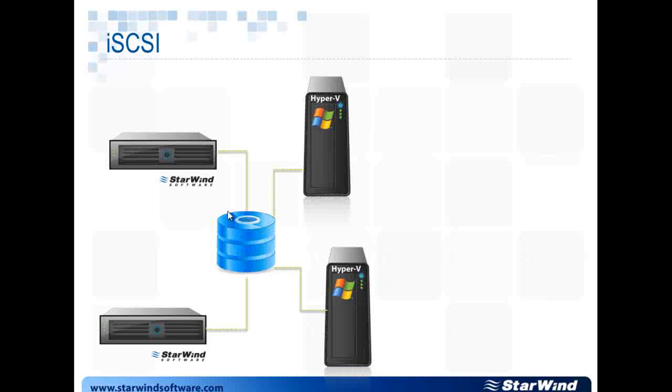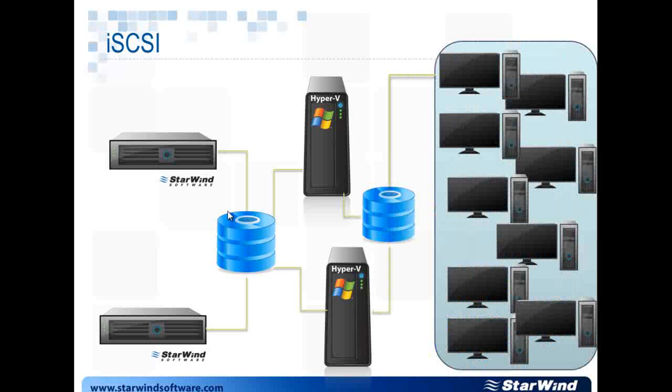Technically, it would look like this. You have two StarWind servers. You're creating shared storage, HA preferably, connecting to them with two servers with a Windows Server 2012 installation that includes Hyper-V and, what's important, file share roles.